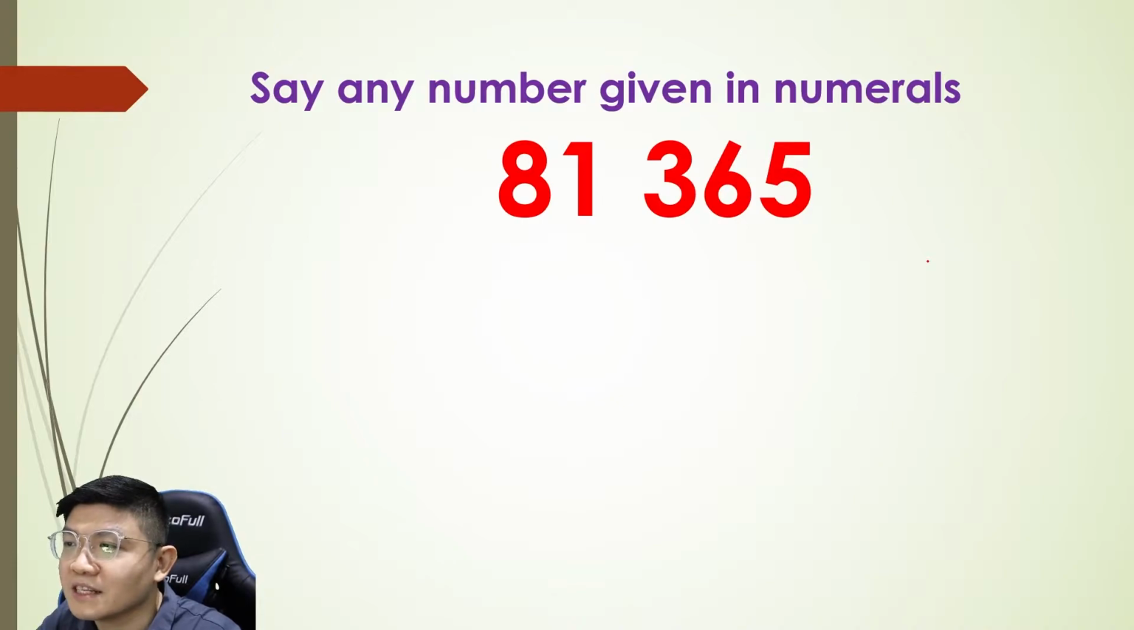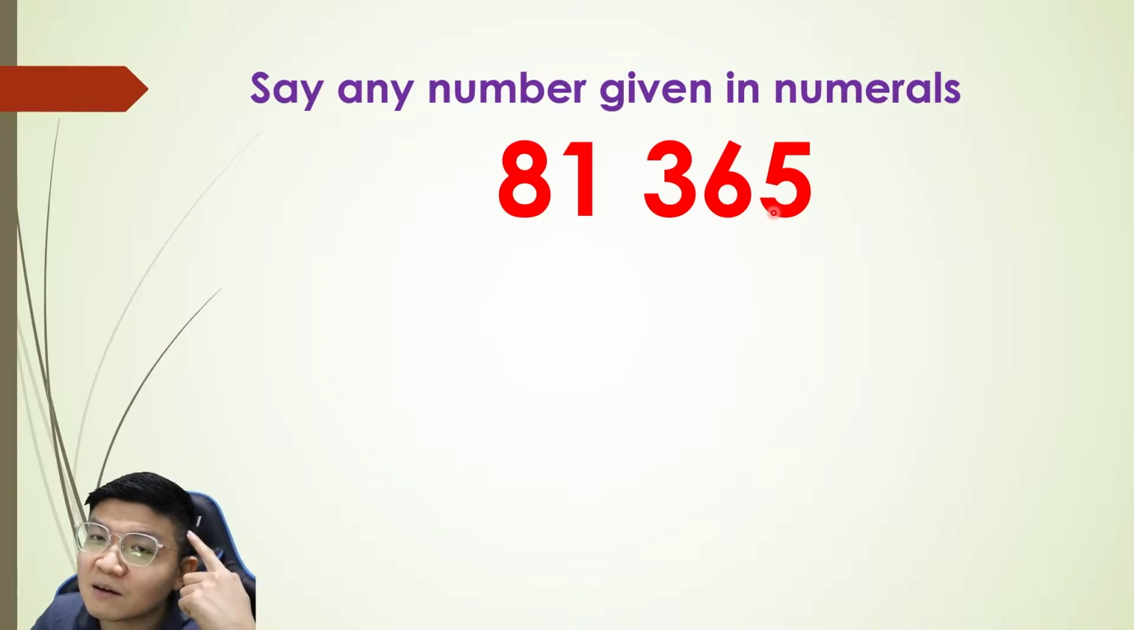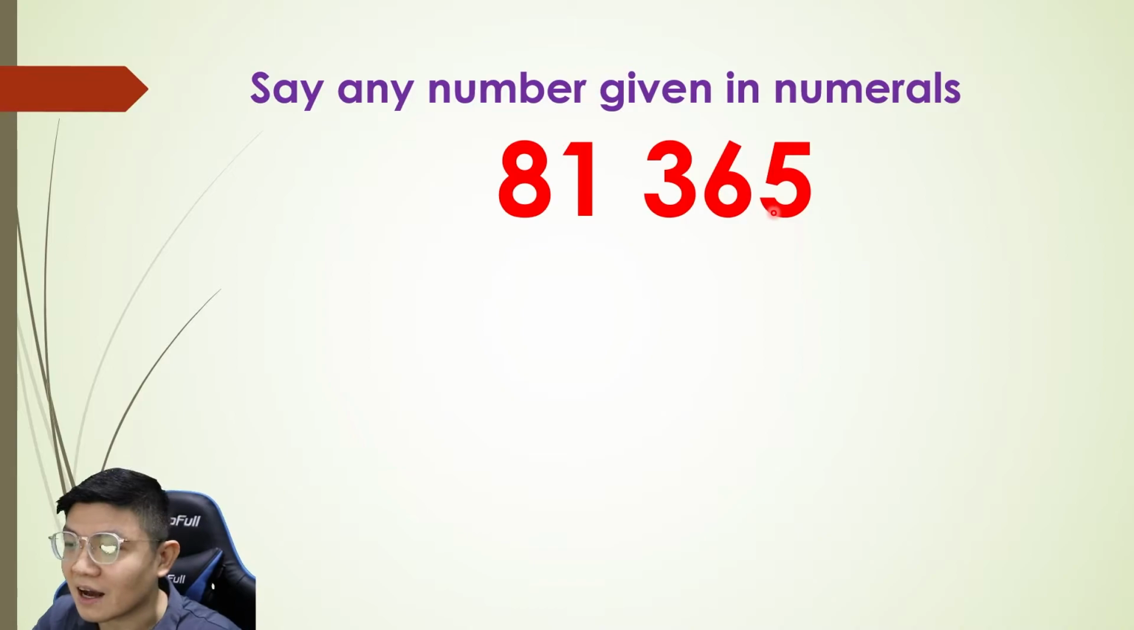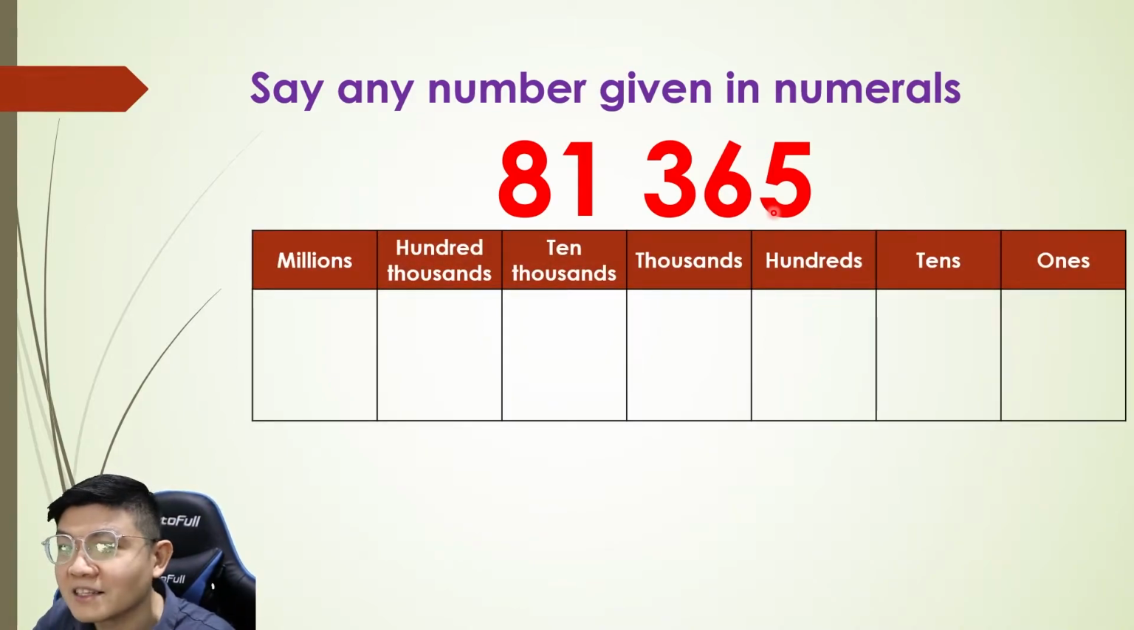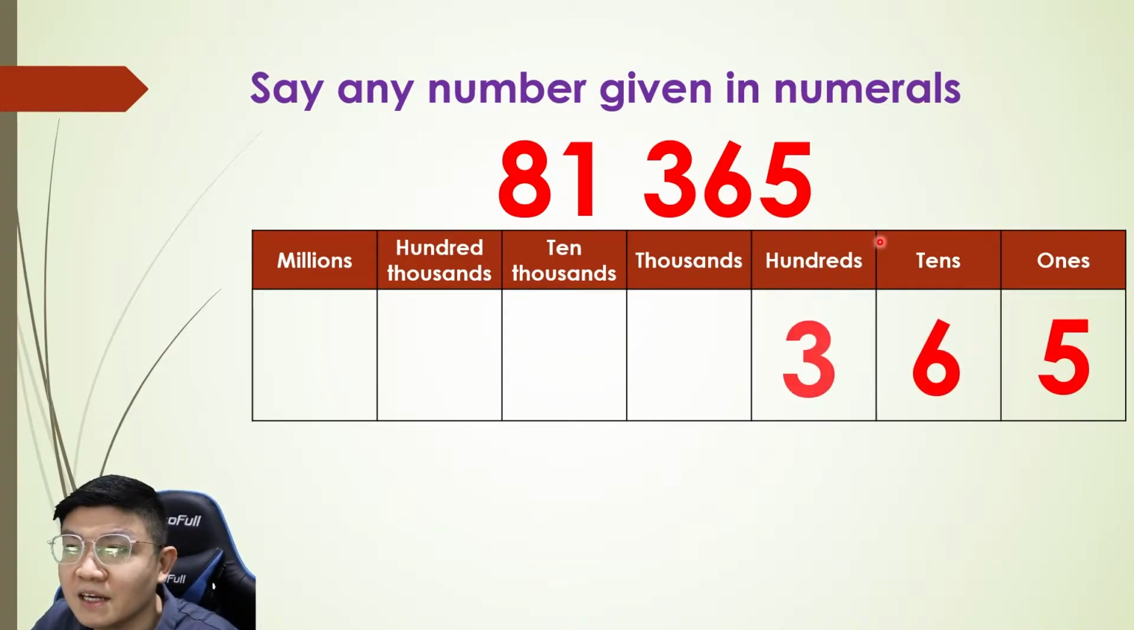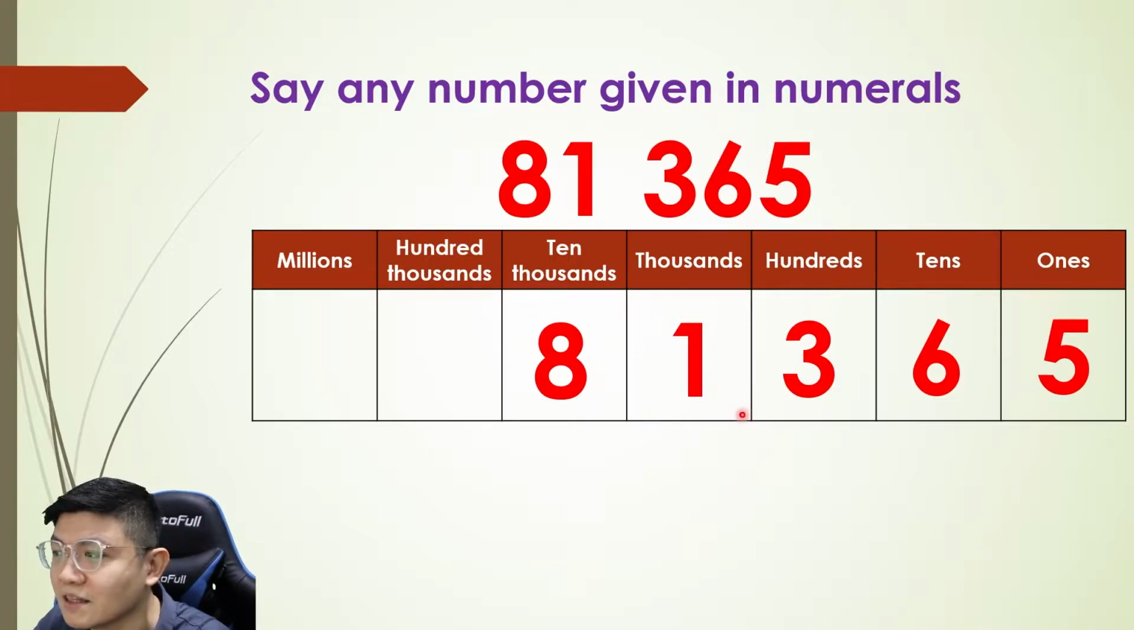Now let's look at this number. 81,365. Okay, the first thing that comes to your mind is, I need to remember the place value. There goes a table: ones, tens, hundreds, thousands, 10,000, 100,000, millions. You need this table in order to say it correctly. Put in the digits accordingly. So 5, 6, 3, 1, and 8, where 8 represents 10,000, 1 is 1,000, 3 is 300, 6 tens, and 5 ones.